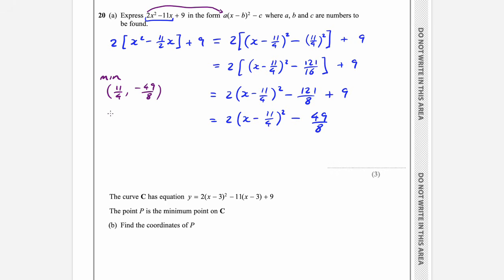So my a is 2. X is x minus the b, or whatever letter they put here. It's the x coordinate here, but it's always the opposite sign of what we have here. So if this is 11 over 4, I put minus 11 over 4. Now he does actually have the minus there anyway, but just make sure that these two are the opposite signs. So this is positive 11 over 4, this is negative 11 over 4, so that's correct.